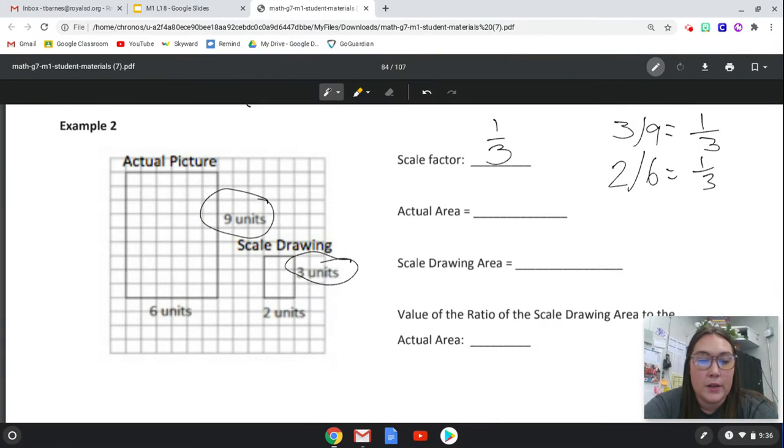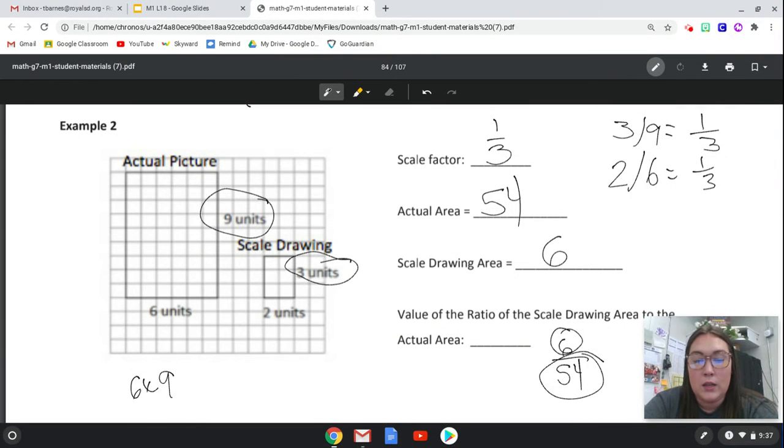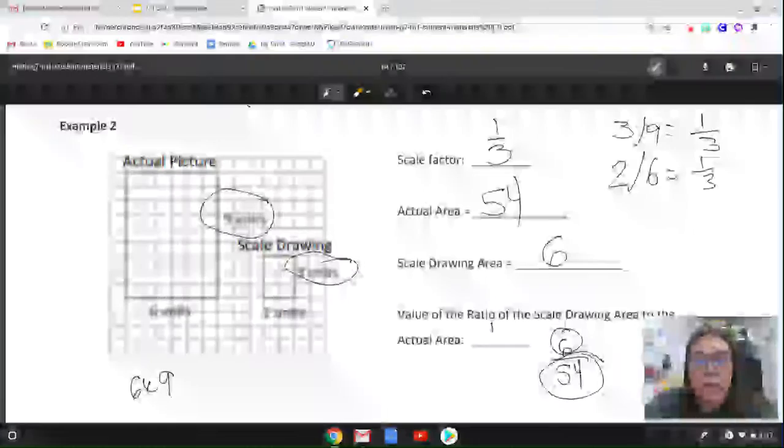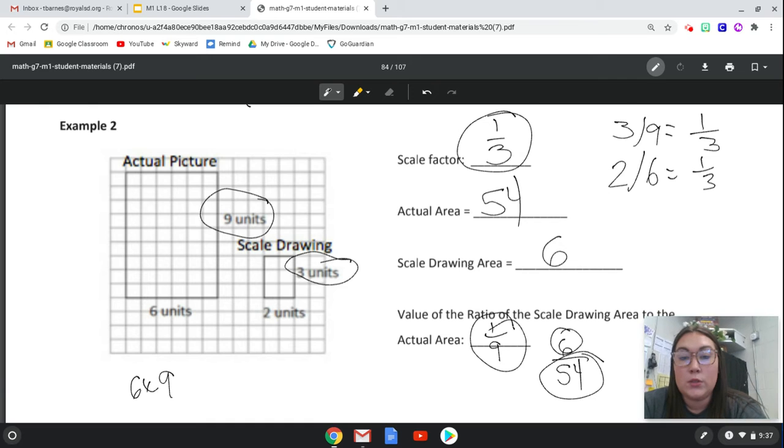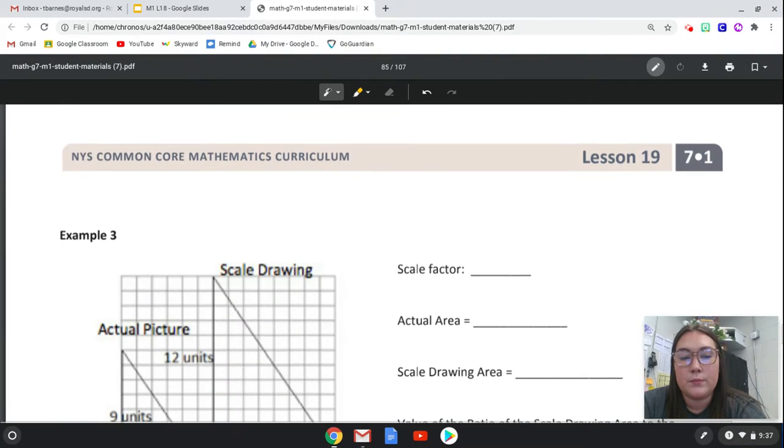All right, so my actual area is going to be 6 times 9, which is 54. And then my scale drawing is 3 times 2, which is 6. And then I'm going to compare my 6 over my 54, my scale divided by my actual, and the ratio here is 1/9. So I now have 1/3 compared to the 1/9. Let's do one more and see what we can find.